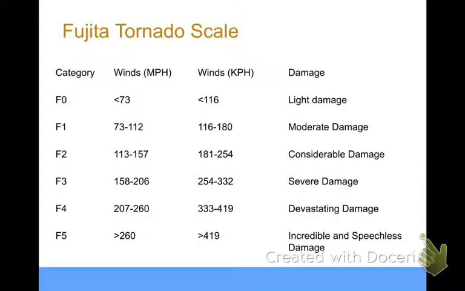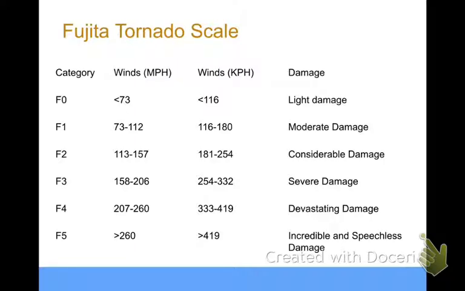This is the F scale. Now, you don't need to write this down. I just wanted to give you an idea of it. So it goes from 0 to 5. At the 0, it's less than 73 mile per hour winds, and the damage is just light.